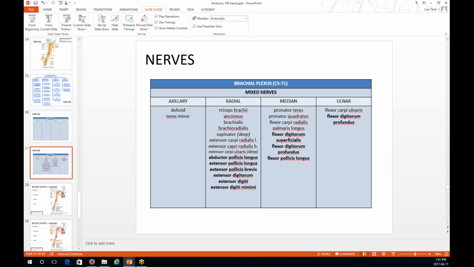Okay. So here's that chart again. The ones in bold are your new muscles of this unit. Okay, so you see how the median nerve serves a lot of the flexors, and of course the ulnar nerve too. And look at this. The common thing with radial is extensor. Hey, look at all that. So if you have to guess, right?